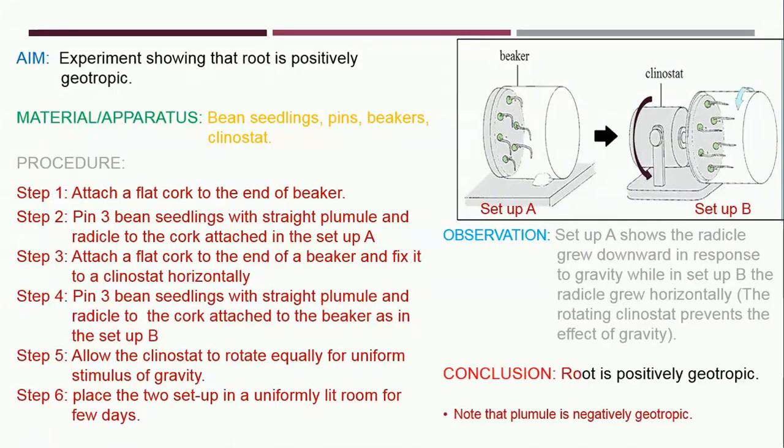So if the root or the radicle is growing downward, you should know that the plume will be growing upward. So plume is negative, radicle is positive. So in conclusion, we can say root is positively geotropic.